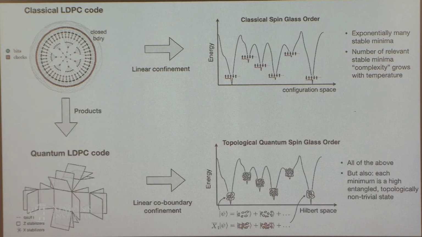If you take products of these to get quantum LDPC codes, then these give you this new phase that we're talking about, which is topological quantum spin glass order, which has all of the above properties, but also that each minimum is some highly entangled topologically non-trivial state.